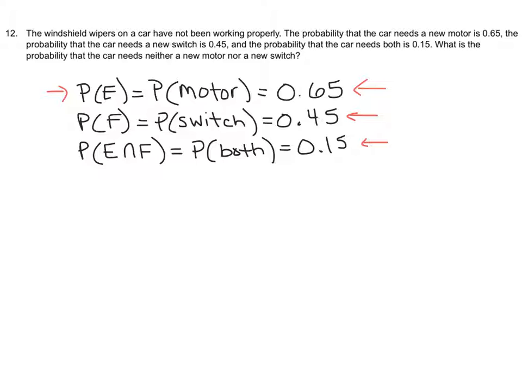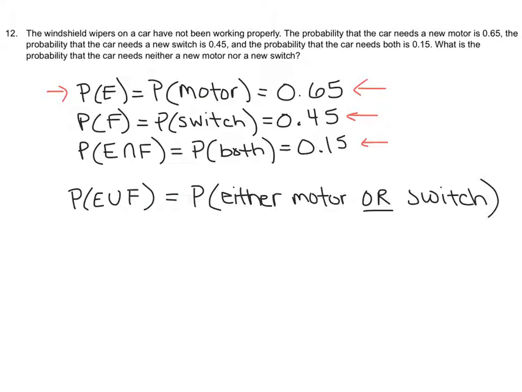If we look at the things that are given to us, we have most of the pieces of information in the union formula. So I know that I'm probably going to need to use the union formula. Now the union of the two events is the same thing as finding the probability of either getting a new motor or a new switch.